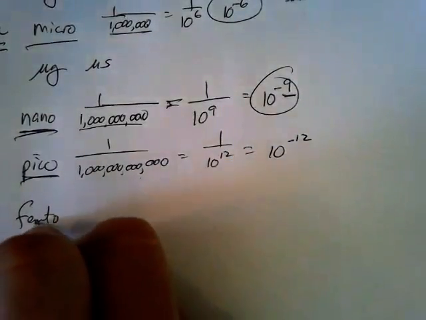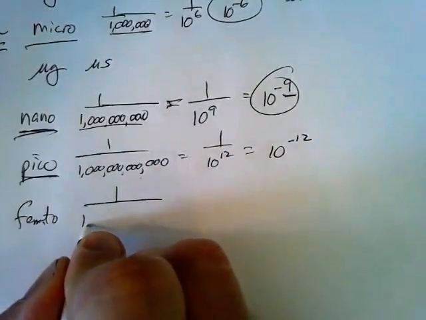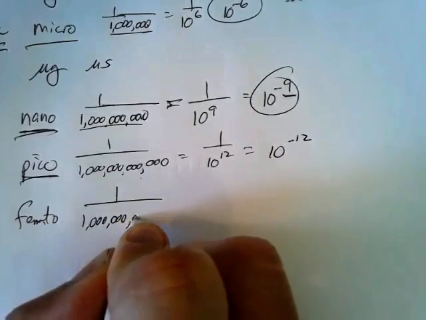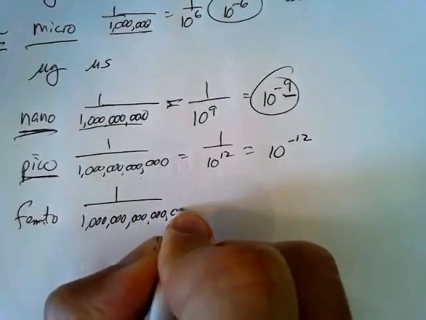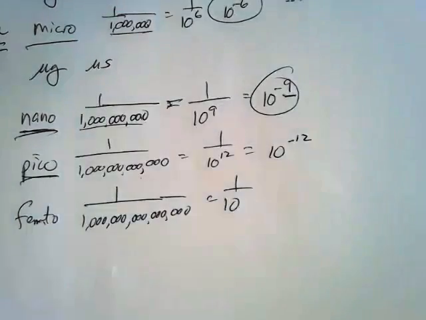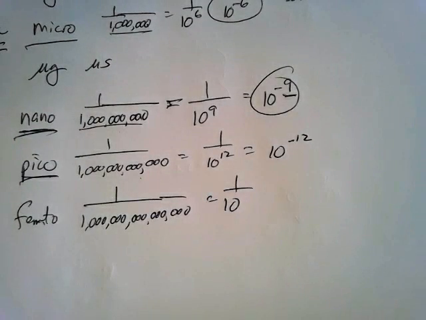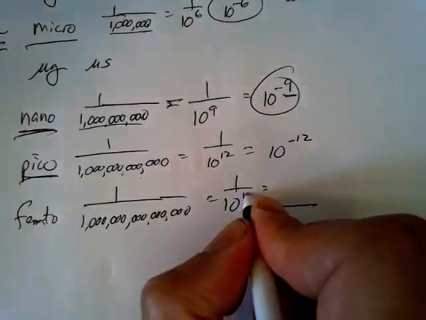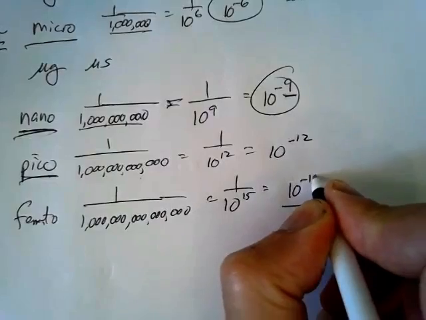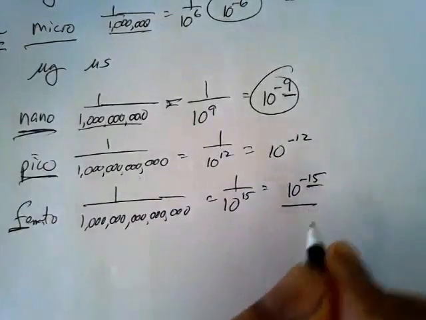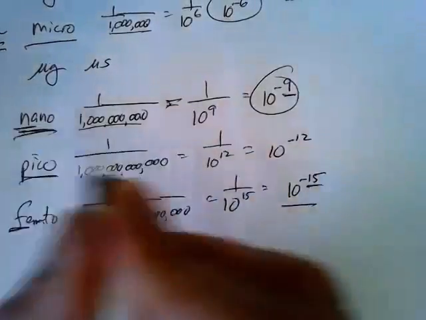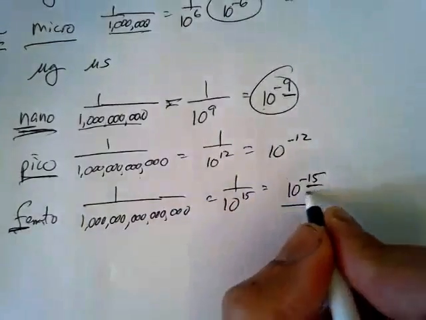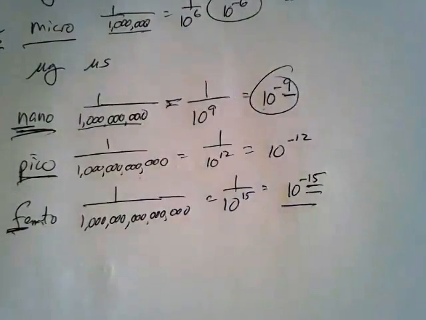Femto, F-E-M-T-O. 1 over 1 followed by a string of zeros, and then 3 more zeros. 1 over 10 to the, use your pattern recognition. What goes there then? 1 over 10 to the 15th, or 10 to the negative 15th. Femto, 15, also easy to remember. The alliteration, nano, 9, femto, 15. So use things that help you remember rather than having to memorize.